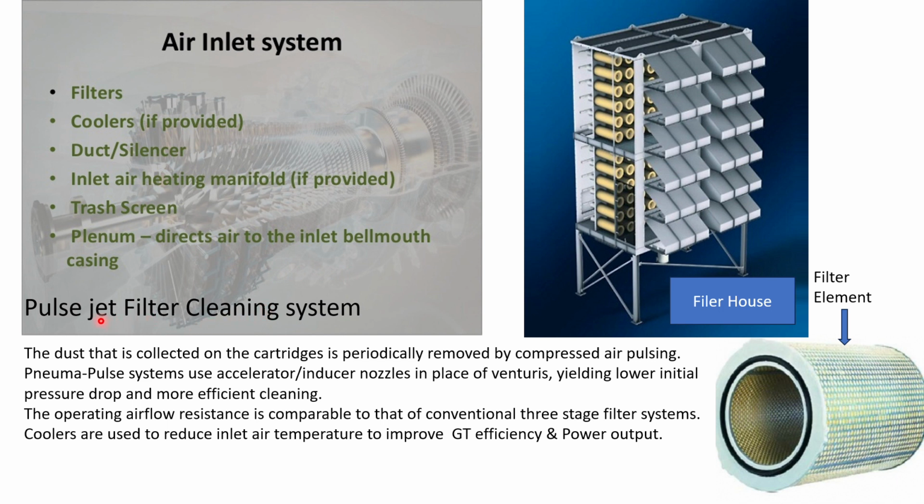And for cleaning the filter, there is a pulse jet filter cleaning system. The dust that is collected on the cartridge is periodically removed by compressed air pulsing. Pneuma pulse systems use accelerator inducer nozzles in place of venturis, yielding lower initial pressure drop and more efficient cleaning. The operating airflow resistance is comparable to that of a conventional three-stage filter system. Coolers are used to reduce inlet temperature to improve GT efficiency and power output.